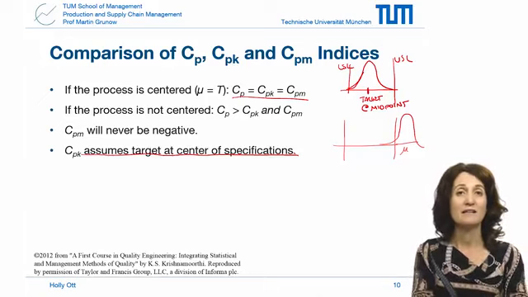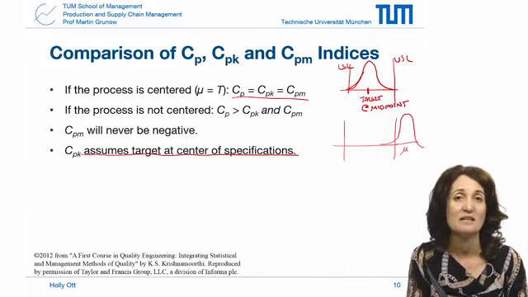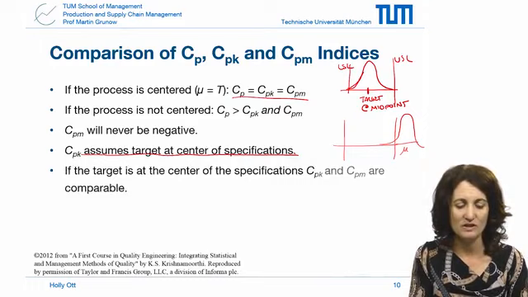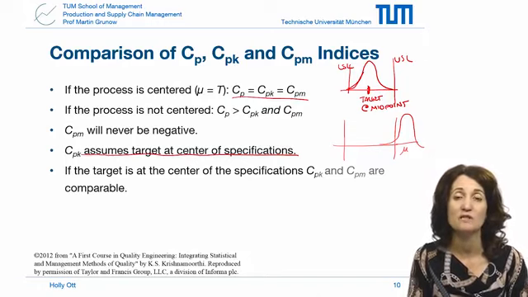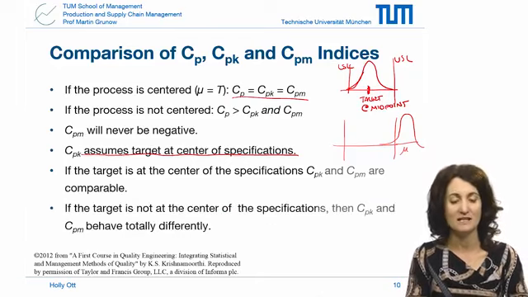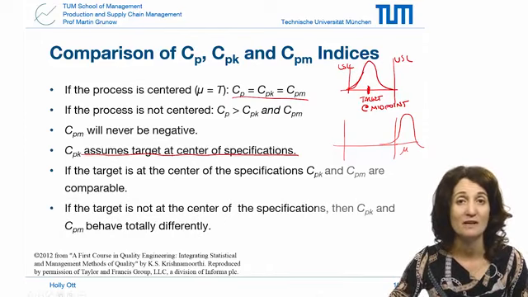On the other hand, the calculation of CPM does not use the specification limits, but instead uses a specified value for the target. So if the target is at the center of the specifications, like we showed here, then CPK and CPM are comparable. Both indices will decrease in value when the process variability increases or when the process mean gets away from the target. But if the target is not at the center of the specification, then CPK and CPM behave very differently.